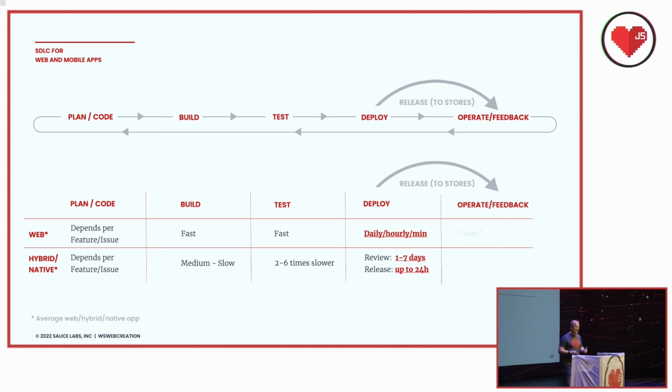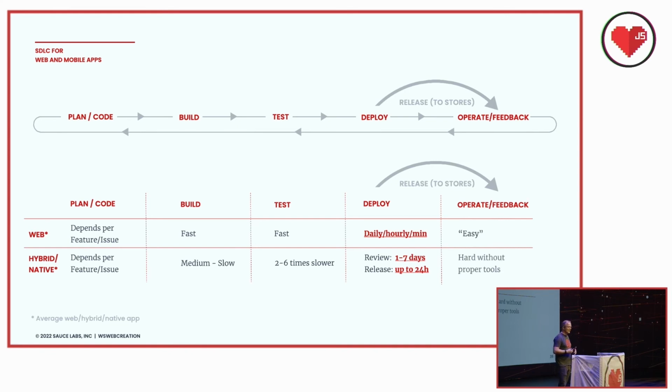And then if we look at operating and getting the feedback back from production when there's an issue with your web application, it's pretty easy for you to see what's happening. You can replicate this. You can just spin up a new machine. You can use the cloud. You can use Sauce Labs, for example, to run it on different browsers. Pretty easy to debug this and see what's happening for your customers.